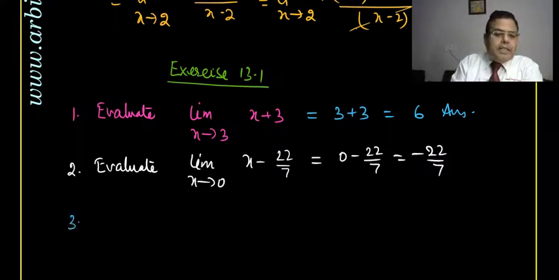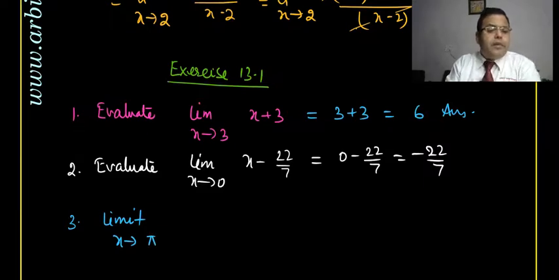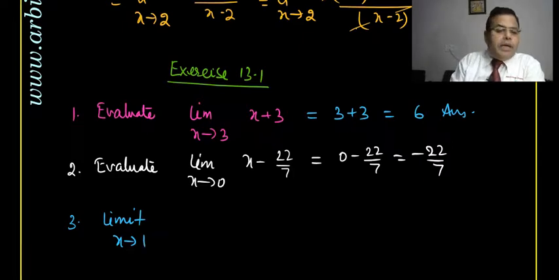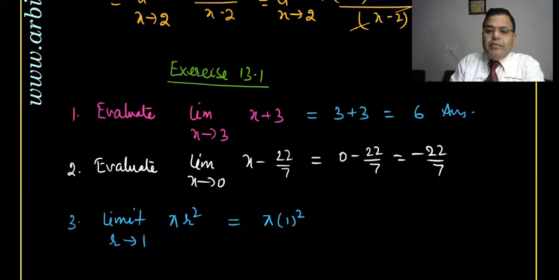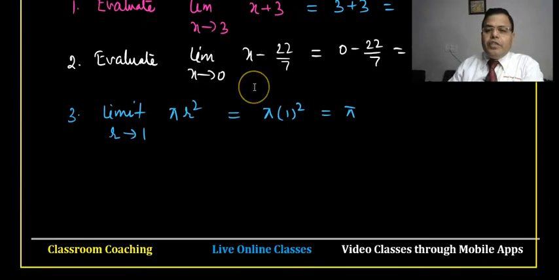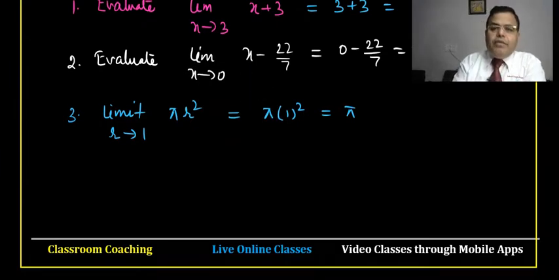So question number three is limit x tends to 1 of pi r square. Sorry, not x: here the variable is r. So r tends to 1, and if I put 1 in place of r in pi r square, we get pi into 1 square, and that is pi. Similarly, all the questions given here have to be evaluated.